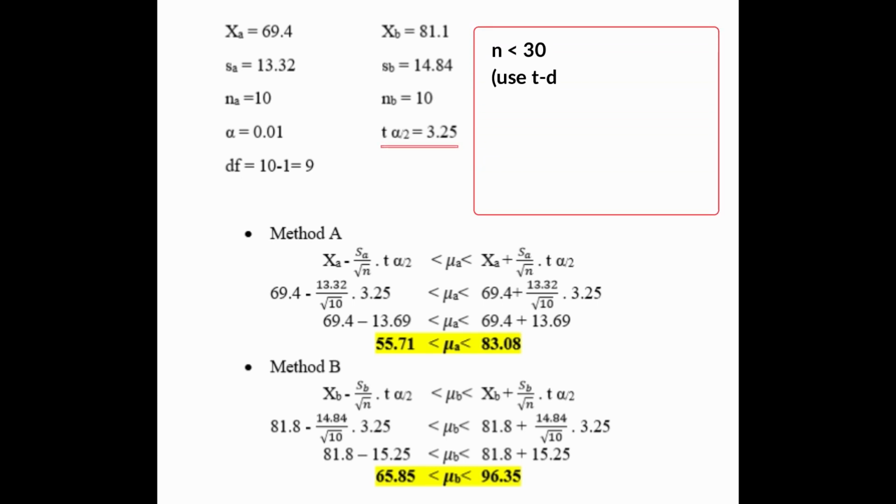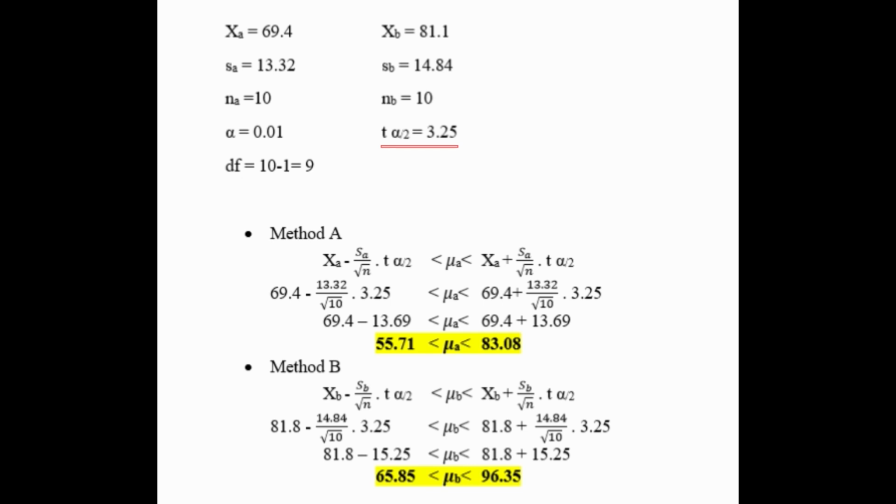Why do we use the t-table? Because in the rules of confidence intervals, if the total data is less than 30, it means we will use the t-table. But if the total data is equal to 30 or more than 30, it means we can use the z-table. So this is what we got from the t-table.